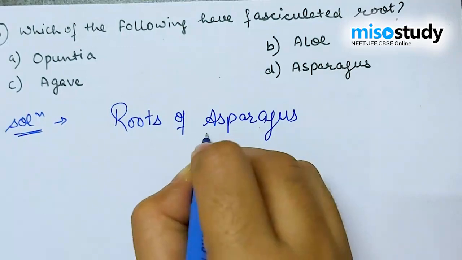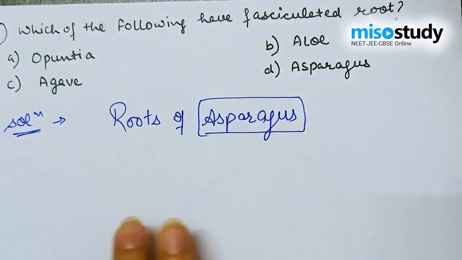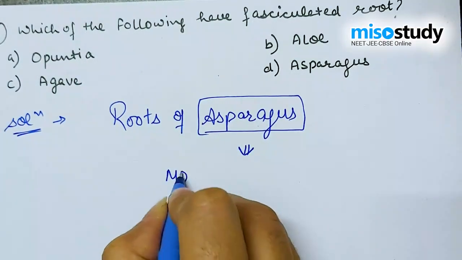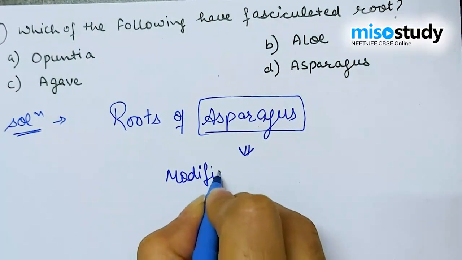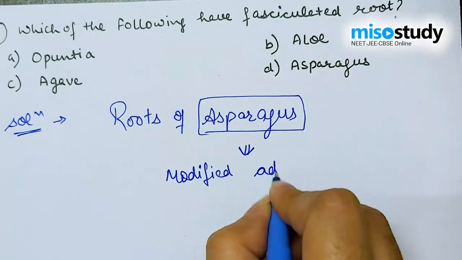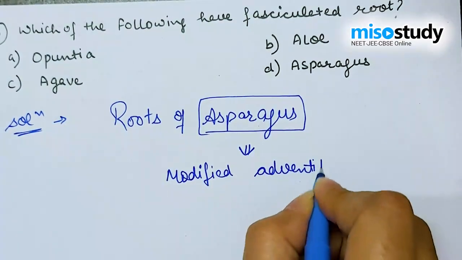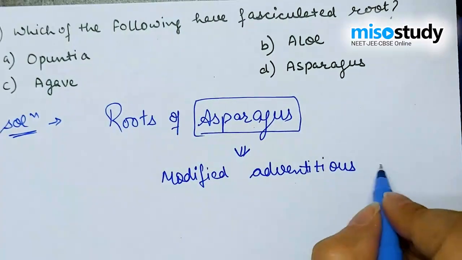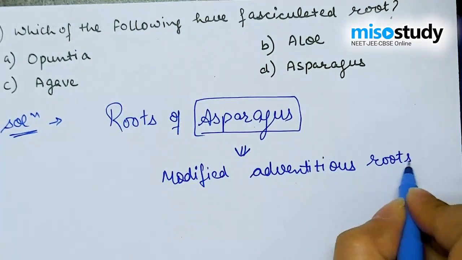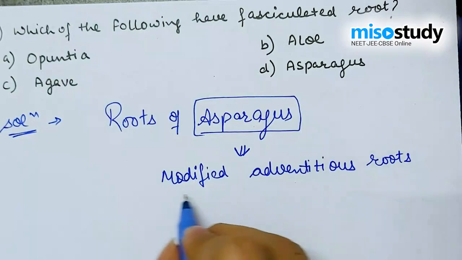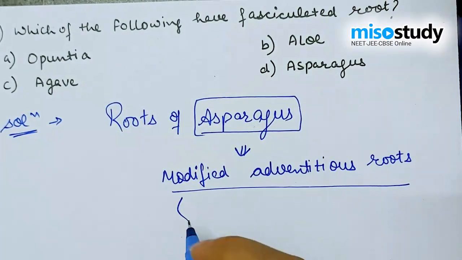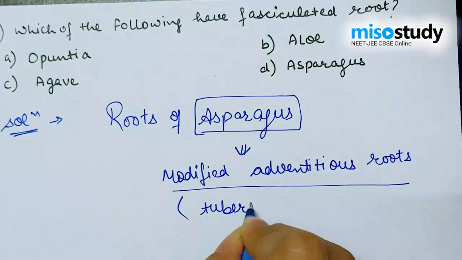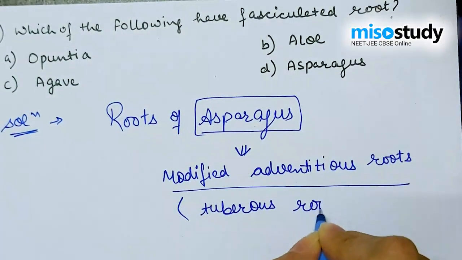asparagus because they are the modified adventitious roots. These modified adventitious roots are also known as tuberous roots.